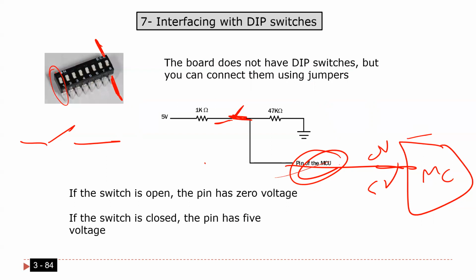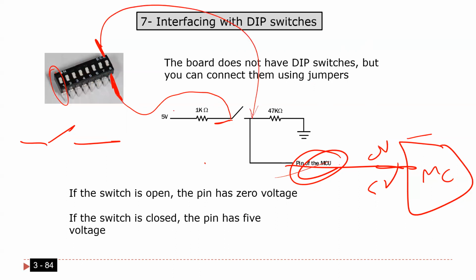Externally here on the breadboard, you already have 1K, you have 47K, and you have to connect the switch. How can you connect the switch? That's very easy, guys. As I told you, just use any one of these. We have 8 switches here. You just use any one of them. And one pin is here, the other pin is going to be here.